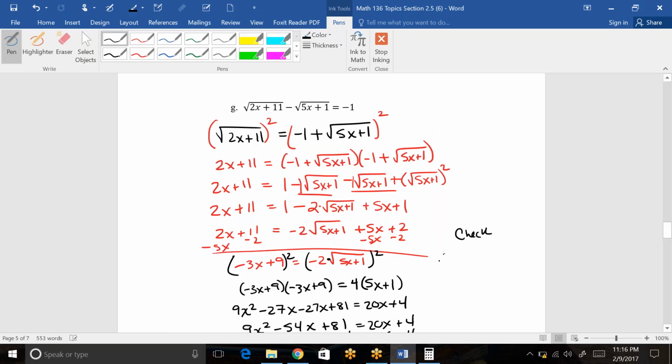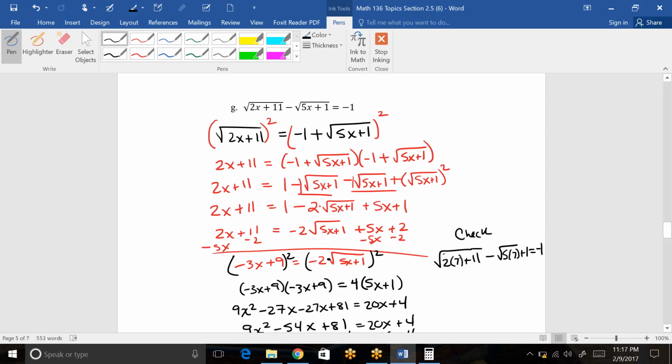So I would have square root of 2. The first answer will be a 7. I'm going to go with that because that was an easy check. Minus the square root of 5 times 7 plus 1 equals negative 1. Now, just because this is a negative over here does not mean that this is not going to work, because you have two radicals with subtraction between them.